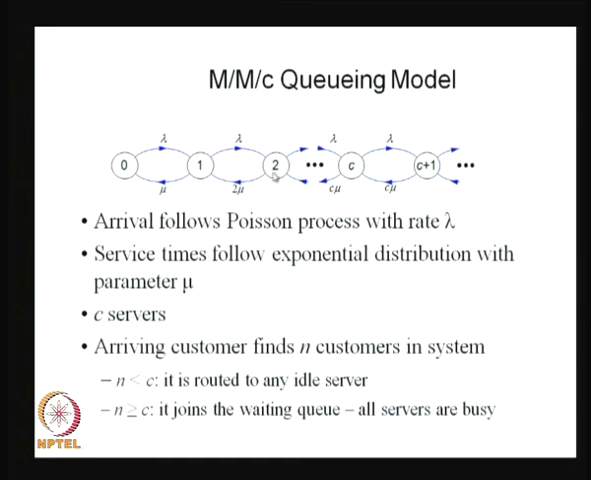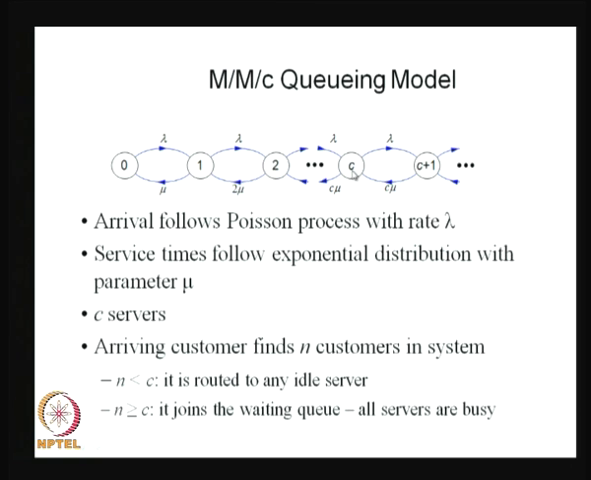So, the service completion will be the minimum of the service times of both the servers. Since each server is doing the service exponentially distributed with the parameter mu, the minimum of two exponentials, and both are independent also, is going to be exponentially distributed with the sum of parameters. So the parameter will be mu plus mu, that is 2 mu.